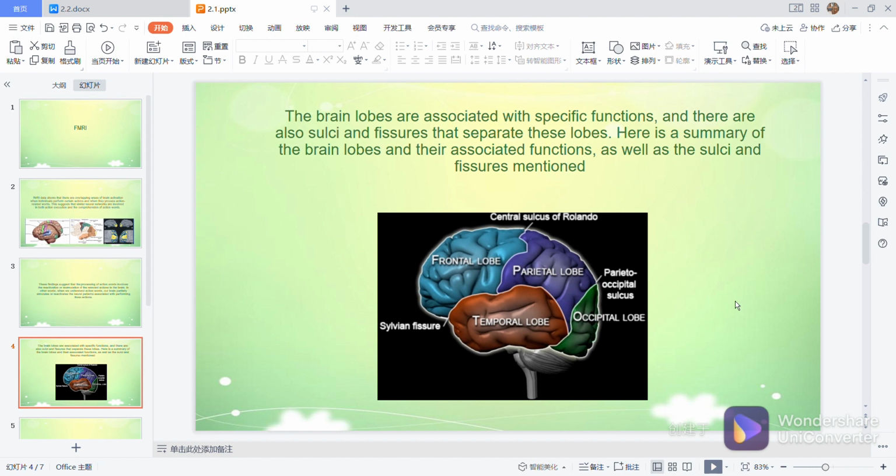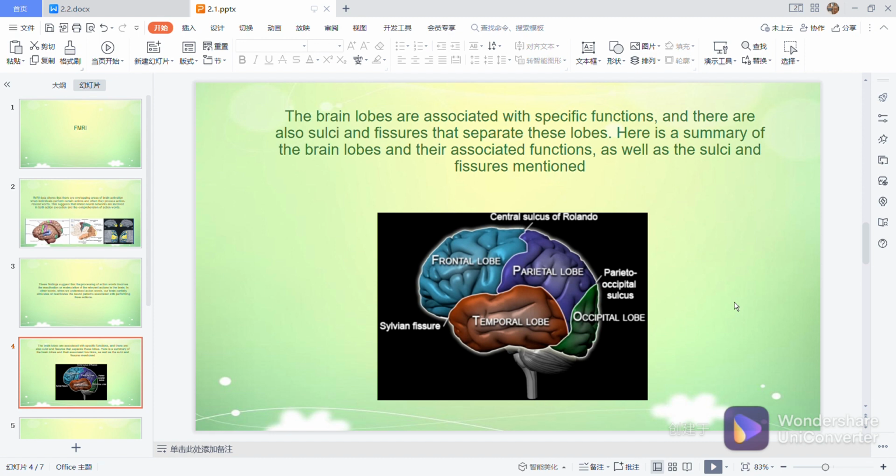A sulcus separates the parietal lobe, which contains the sensory cortex, from the occipital lobe, which contains the visual cortex. It runs vertically along the back of the brain. These divisions and boundaries help to organize and understand the different functions and regions of the brain.